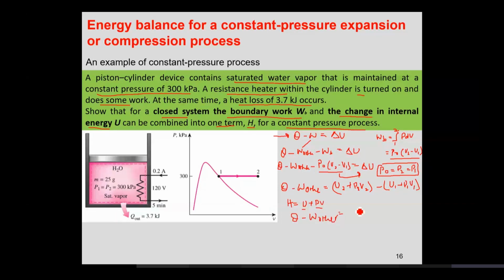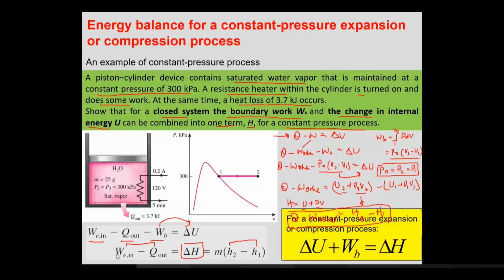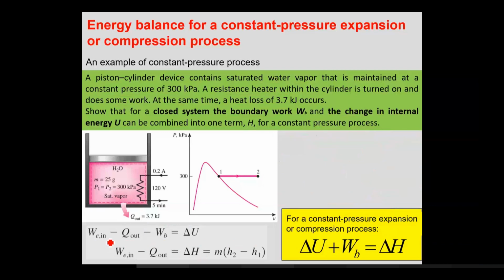So this is where we have combined the internal energy and the boundary work in terms of enthalpy. This is the expression we have already seen. Over here in this expression, you have electrical work which is coming in, Q out is going out of the system, and there is boundary work. Once I move boundary work onto the right hand side, I can say the electrical work in minus Q out is essentially equal to the change in enthalpy of the system, or mass multiplied by the difference in specific enthalpies. Is it clear so far? Yes, sir. All right.